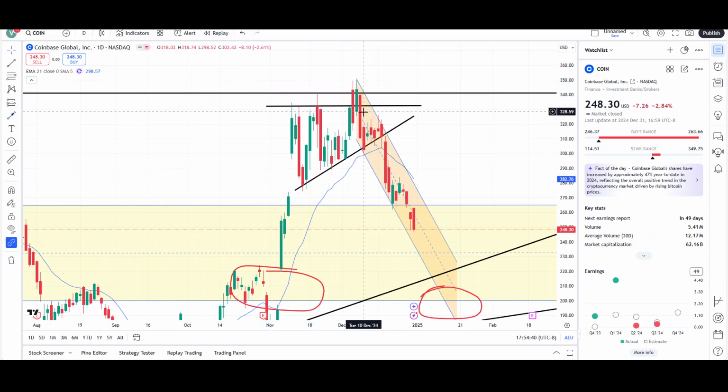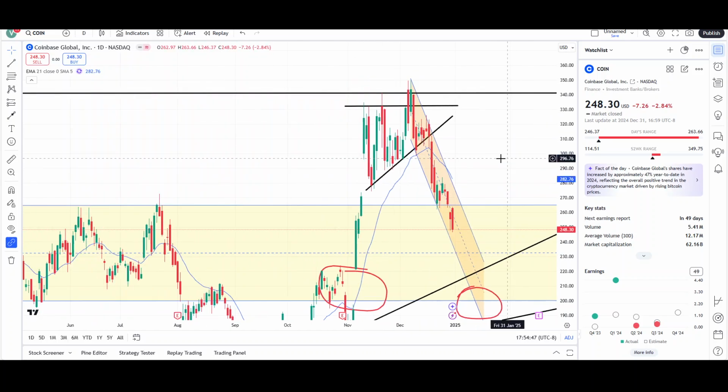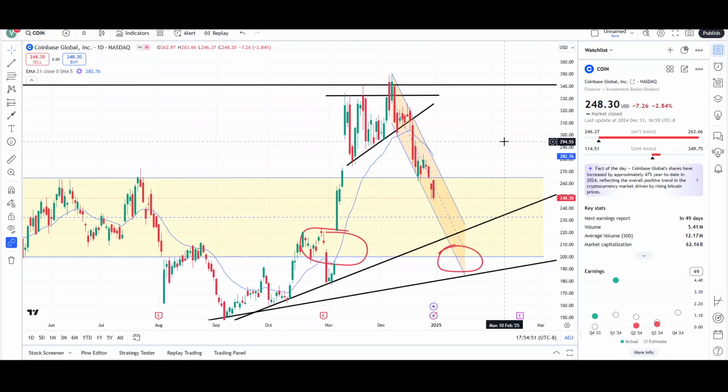So now price is in a downward trend, and this orange channel represents that downward trend. Price is also below that EMA. So it's a sharp move through the EMA, which definitely shows a sharp change in momentum.